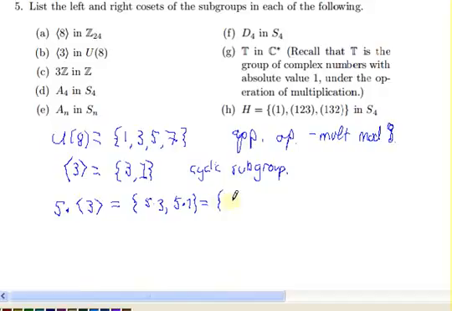Now 15 mod 8 is what? Subtract 8, that gives me 7. So 15 mod 8 is 7, and 5 times 1 is of course 5. So if I take 5 multiplied by the cyclic subgroup, I get this other set, 5 and 7. This set is called a coset of 3 that contains 5.